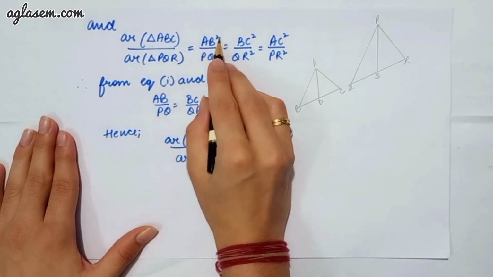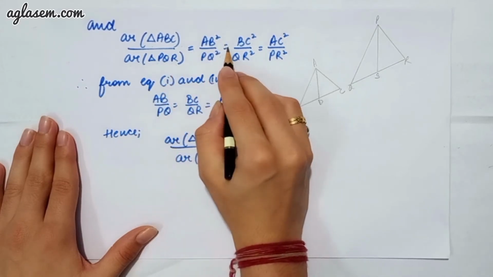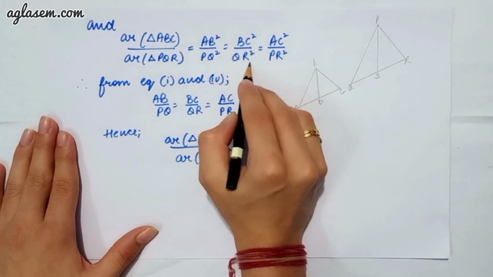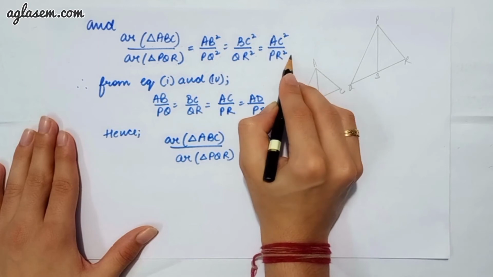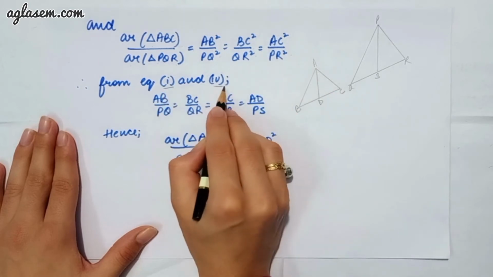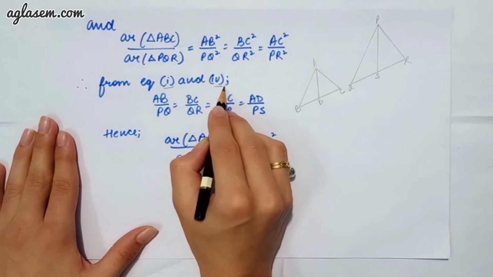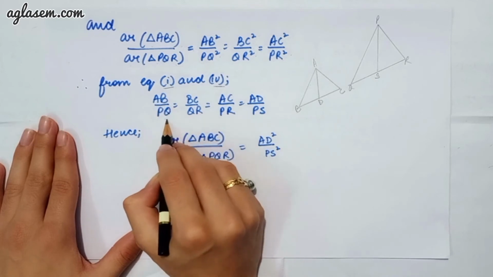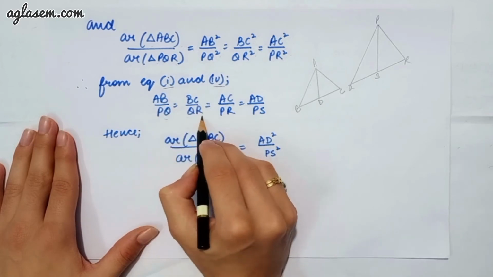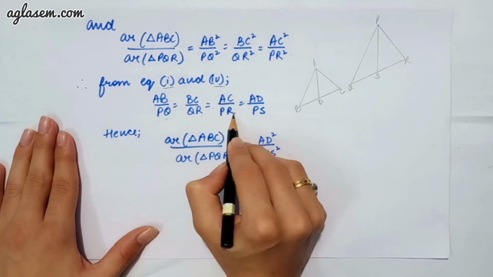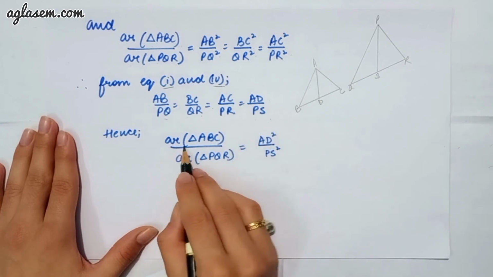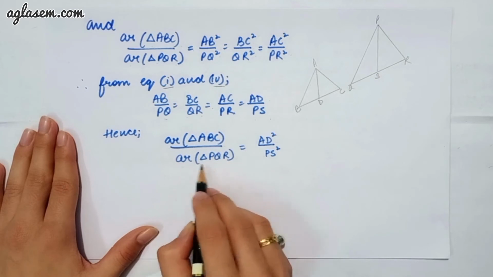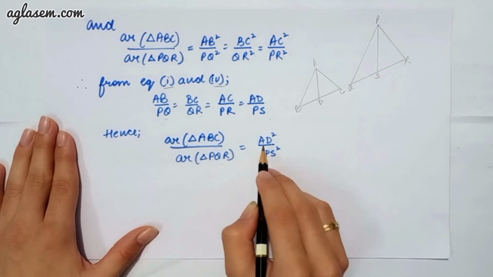Solving further, we have area of triangle ABC divided by area of triangle PQR is equal to AB square divided by PQ square is equal to BC square divided by QR square, which is equal to AC square divided by PR square. So now we have first and fourth equation. So from these equations we can find AB upon PQ is equal to BC upon QR, which is equal to AC upon PR, and they are equal to AD upon PS.